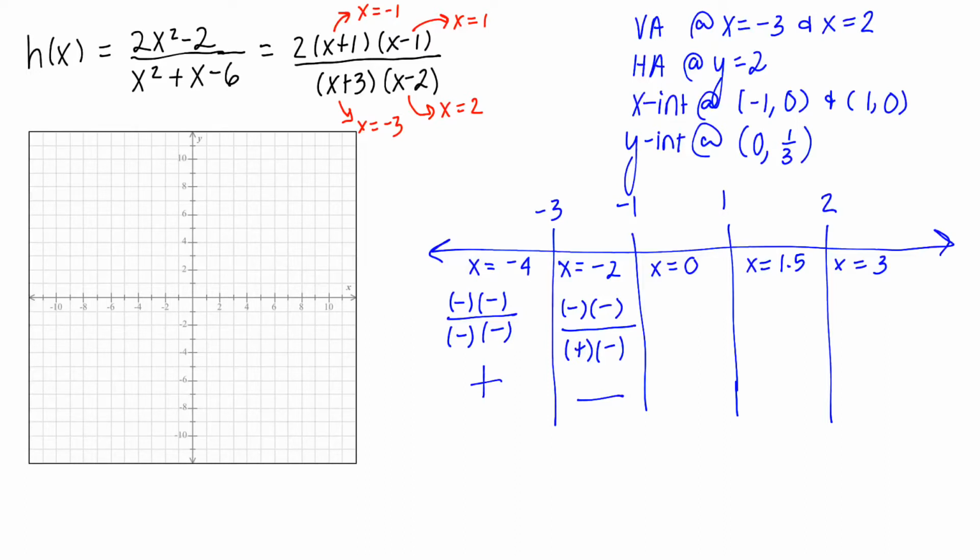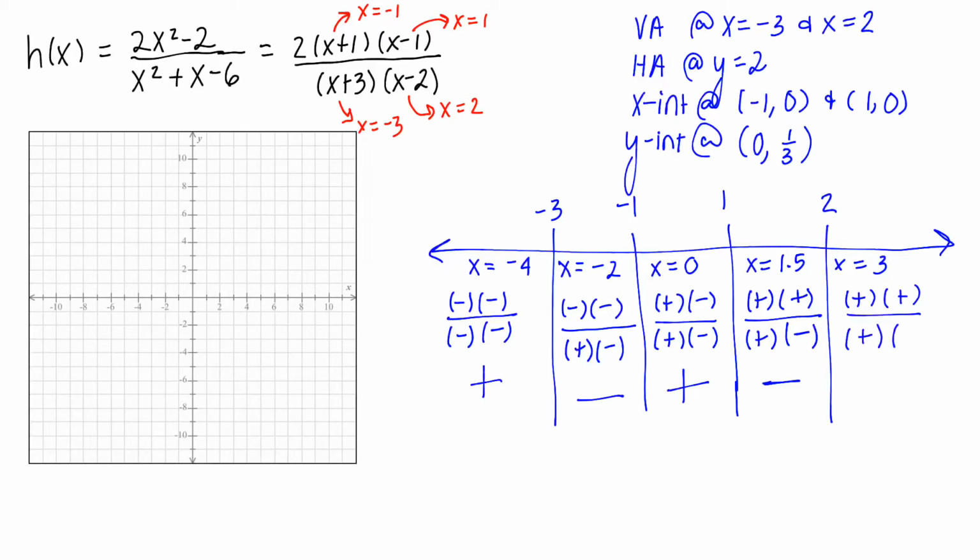Plugging in 0, 0 plus 1 is positive. 0 minus 1 is negative. 0 plus 3 is positive. 0 minus 2 is negative. 2 negatives make a positive. Plugging in 1.5, 1.5 plus 1 is positive. 1.5 minus 1 is positive. 1.5 plus 3 is positive, but 1.5 minus 2 is negative. One negative makes a negative. And then when you plug in 3, 3 plus 1 is positive, 3 minus 1 is positive, 3 plus 3 is positive, 3 minus 2 is positive. All positives make a positive.